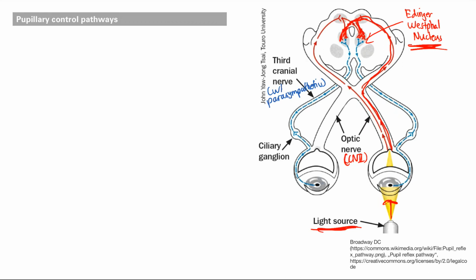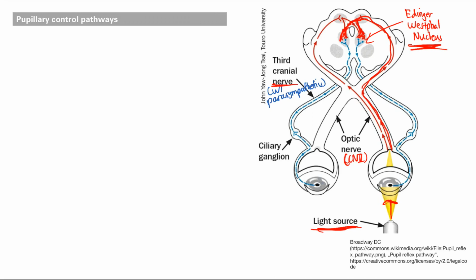The next thing that's going to happen is this is where it synapses. So the cranial nerve 2 is going to synapse with cranial nerve 3. Remember that cranial nerve 3 also carries parasympathetics. Remember which was it, inside or outside? It was on the outside, and that was important. So this is going to synapse here at Edinger-Westphal nucleus.